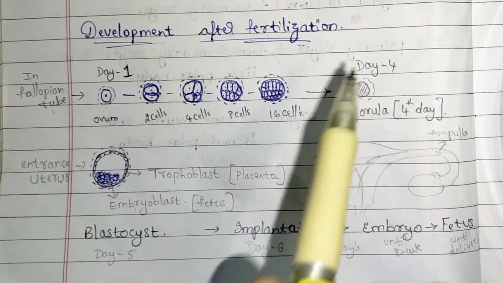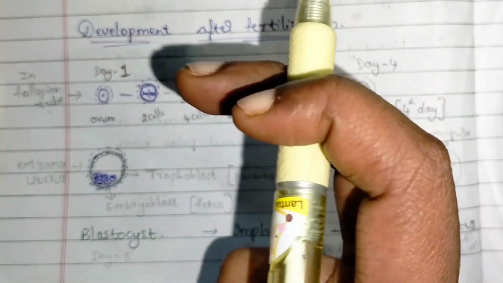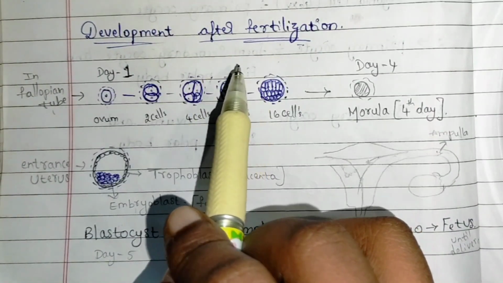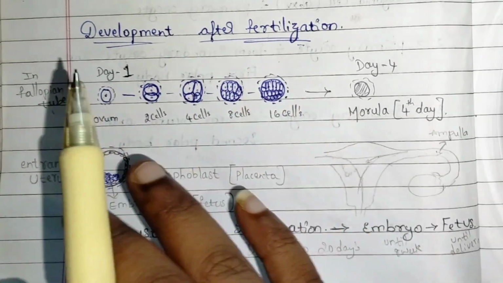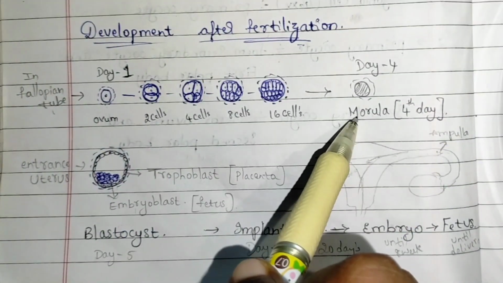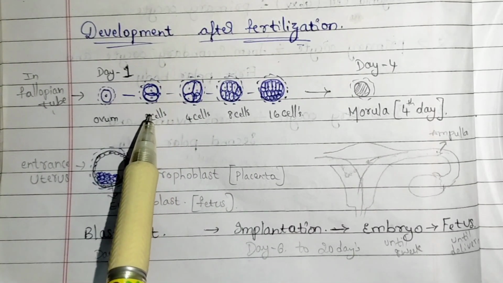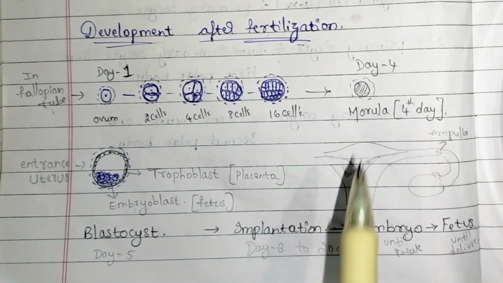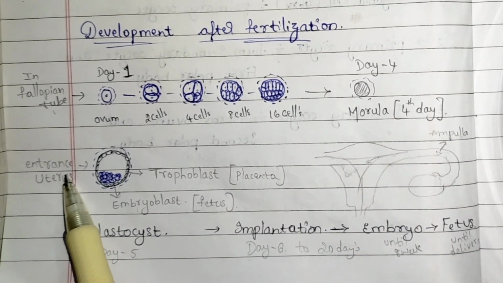And by day 4, the cell is converted into a morula. Morula in the sense, it's a hard ball-like structure. Initially the outer layer, the shield which is protecting them, is soft and light. But by day 4, the outer layer, which is known as the shield of protection, will become hard. By day 1 it is an ovum, and next internally it divides into 2, 4, 8, 16, and by day 4 it becomes a morula. After becoming a morula, it leaves the ampulla and enters the uterus.